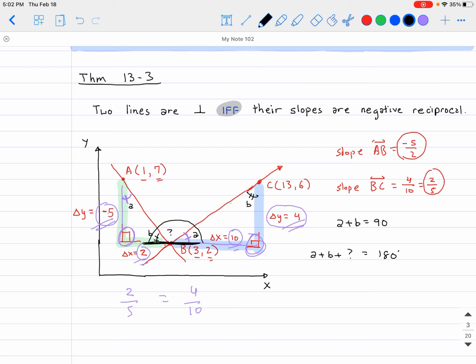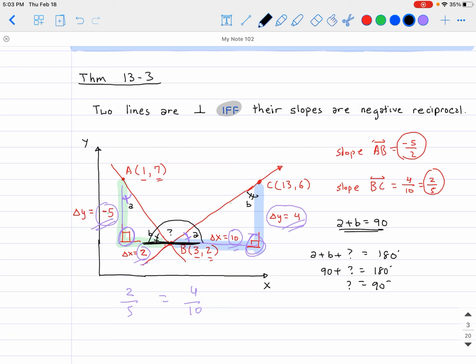So then that means that we're going to make a substitution since A plus B is equal to 90. So 90 plus question mark is equal to 180. So question mark, the angle in between the two sides, is going to be equal to 90 degrees. So there you go. All right, so that is going to be your proof, quote unquote proof in this case.